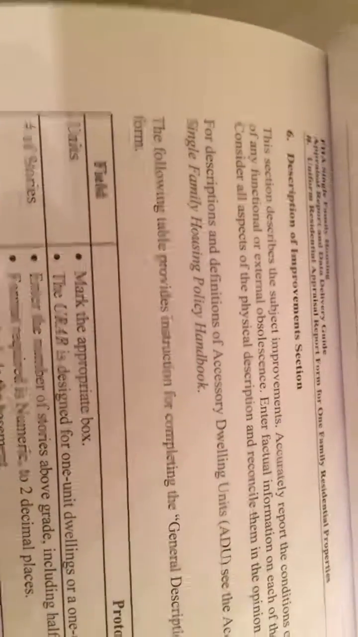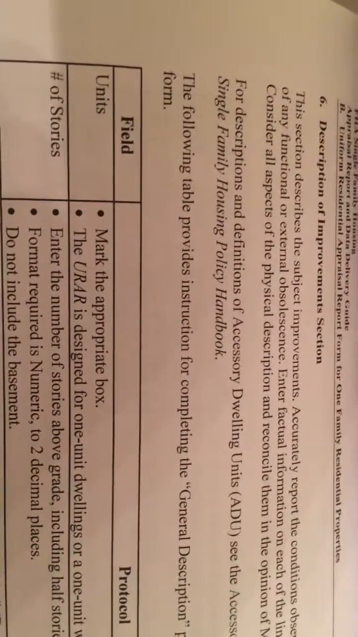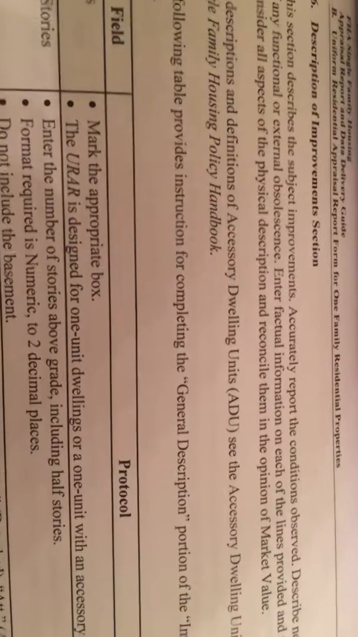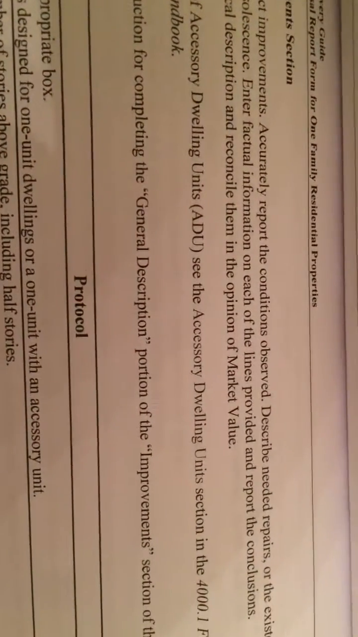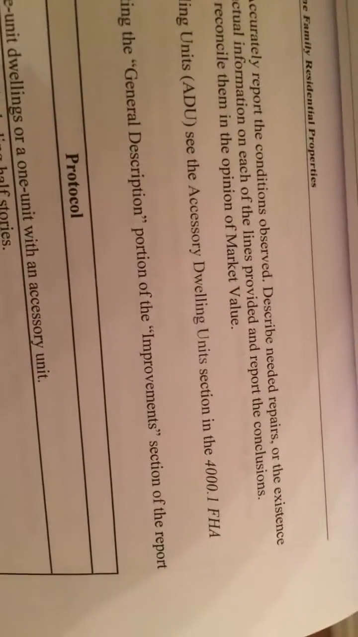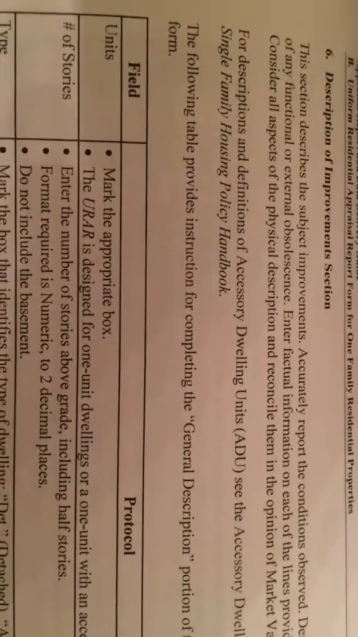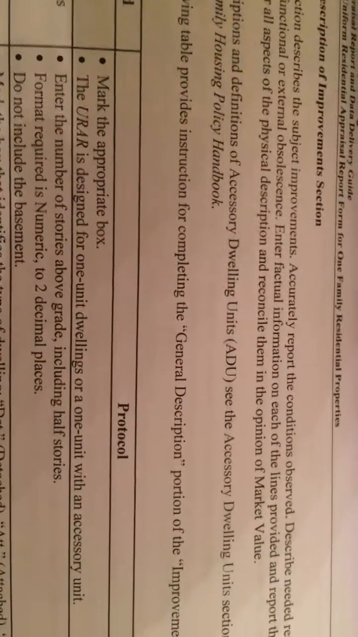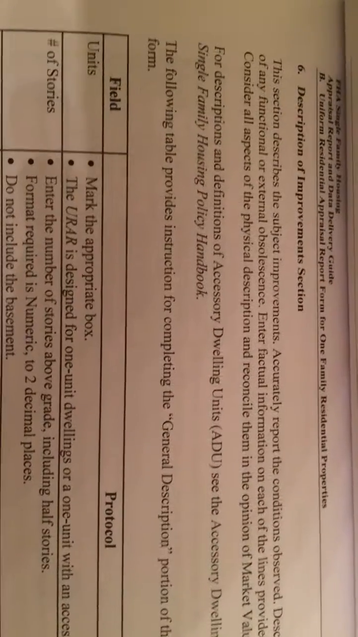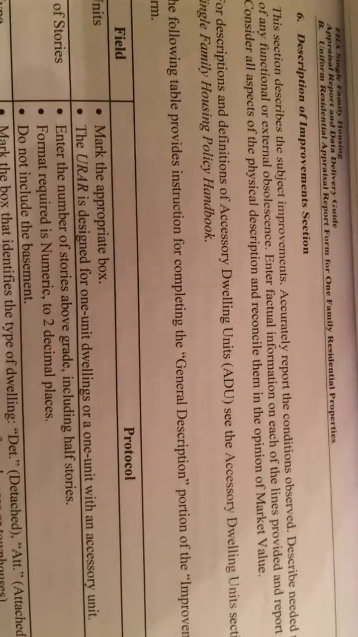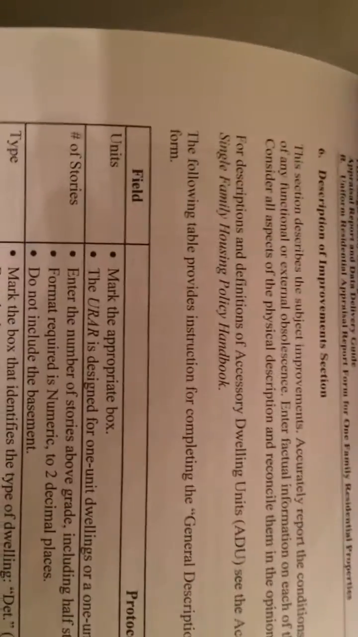Page 101. 6. Description of improvements section. This section describes the subject improvements. Accurately report the conditions observed. Describe needed repairs or the existence of any functional or external obsolescence. Enter factual information on each of the lines provided and report the conclusions. Consider all aspects of the physical description and reconcile them in the opinion of market value.